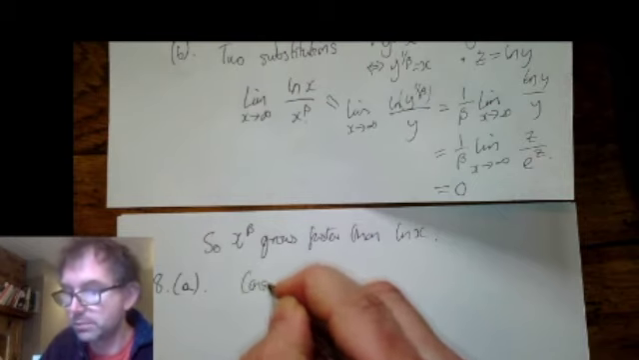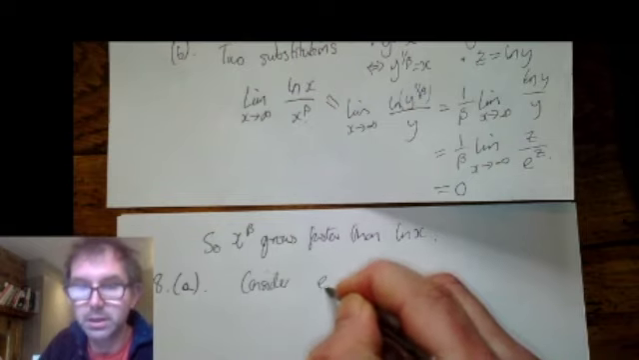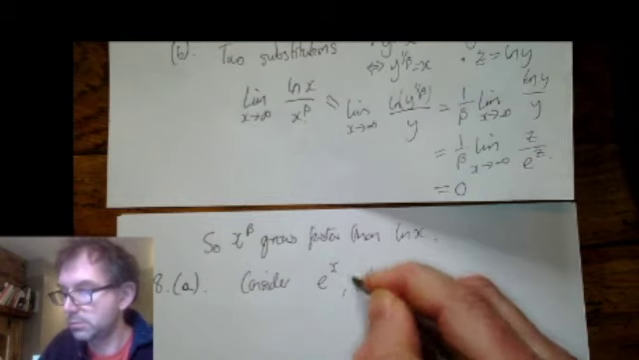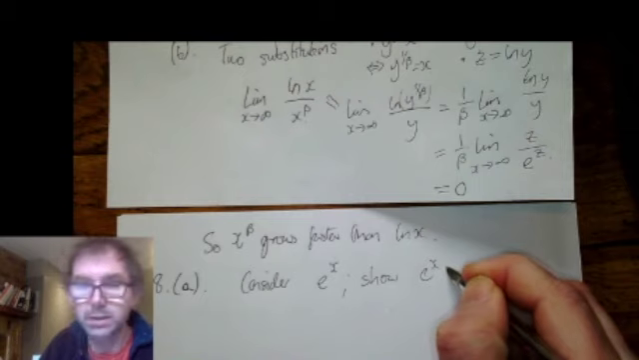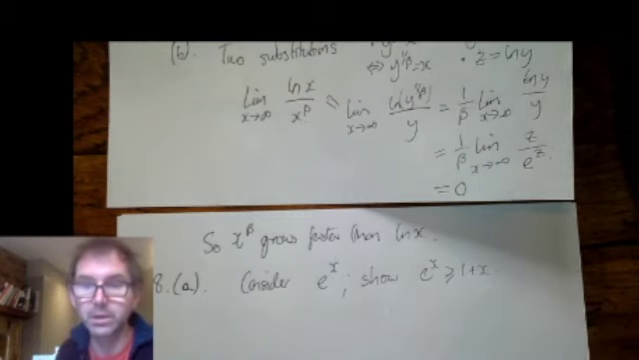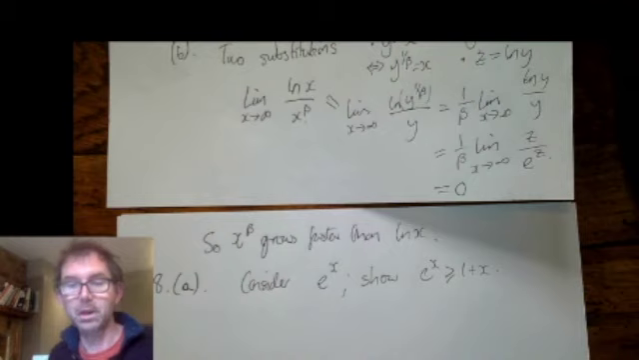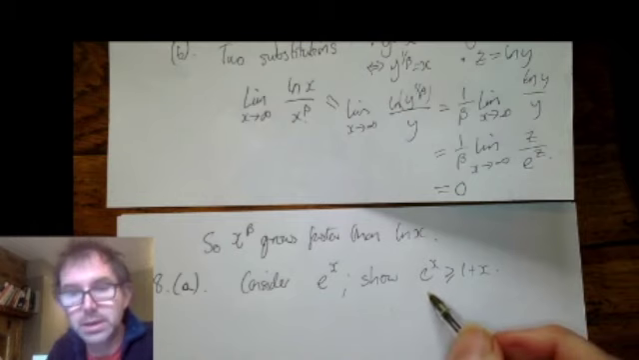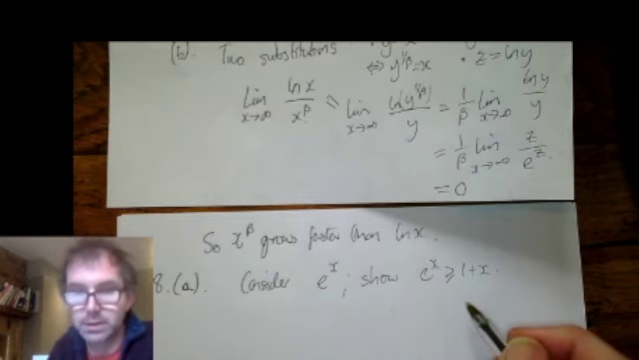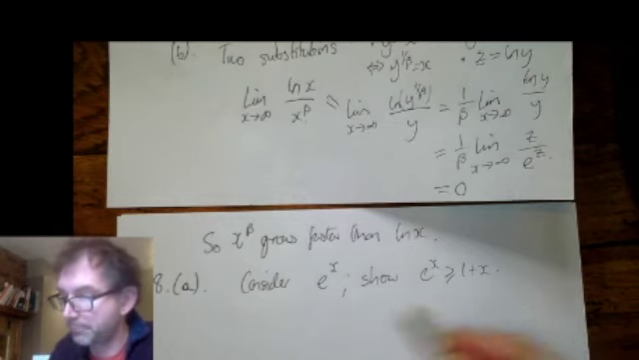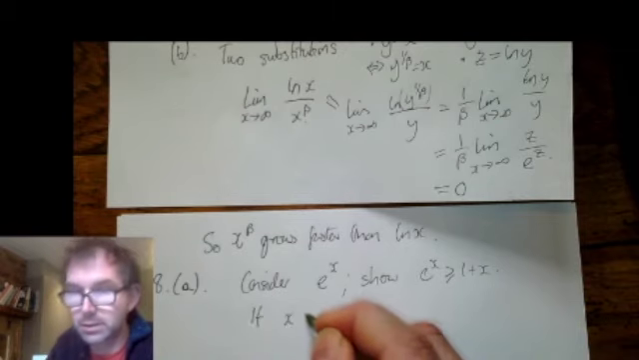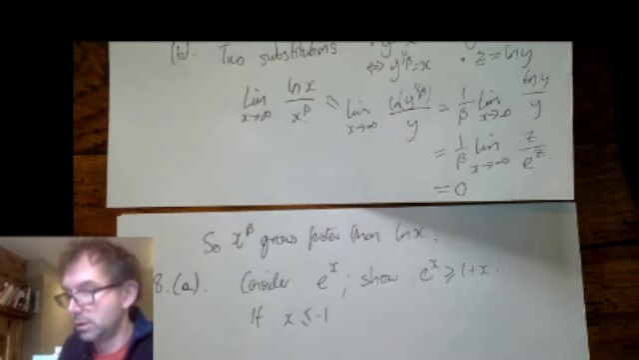We want to consider e to the x and show e to the x is bigger than or equal to 1 plus x all the time. Okay, so we're given some hints first of all to see that it should be easy if x is less than or equal to -1 or if it's bigger than or equal to 0. So this is true if x is less than or equal to -1. What happens?